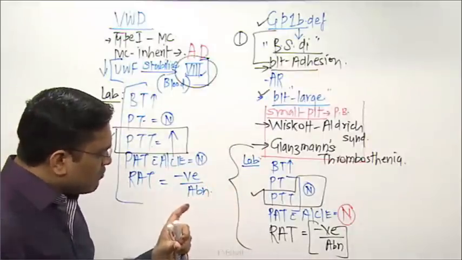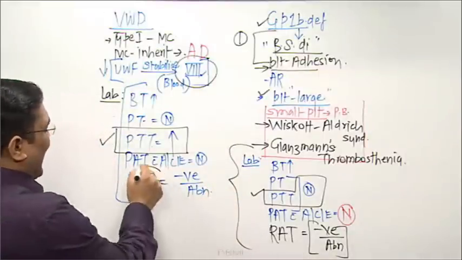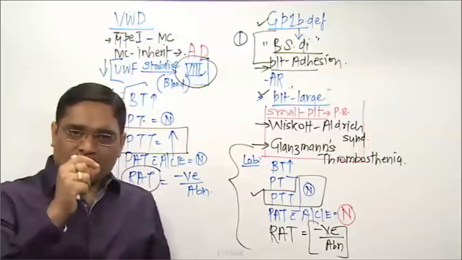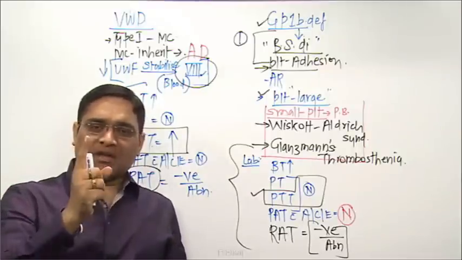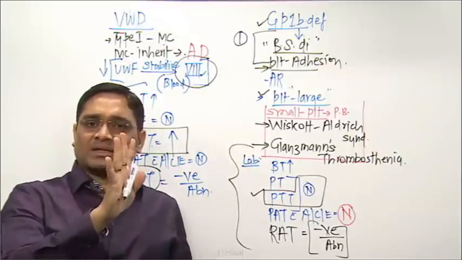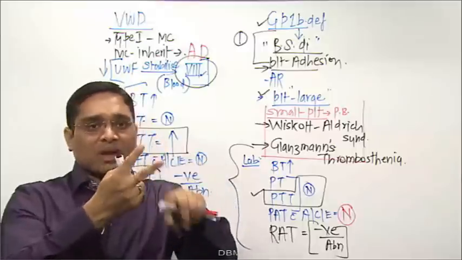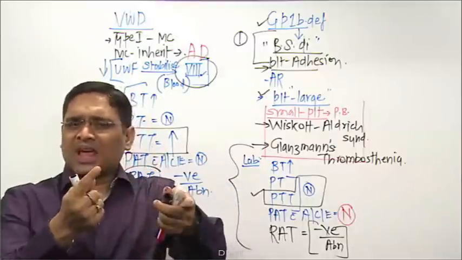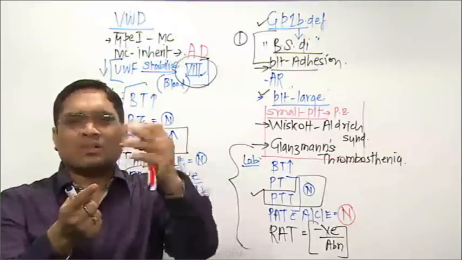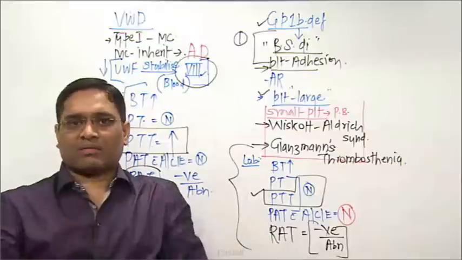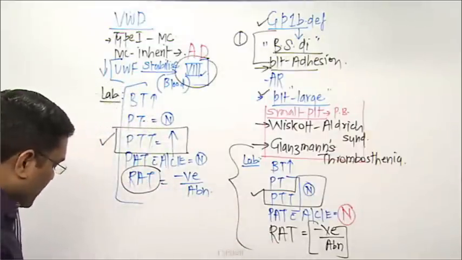So here what we have to focus on is the ristocetin addition test. When we are performing ristocetin addition test, negative means one of the factors is absent, either GP1B or von Willebrand factor. Means they are not present. If they are not present, it's abnormal, negative. So this point we should remember.